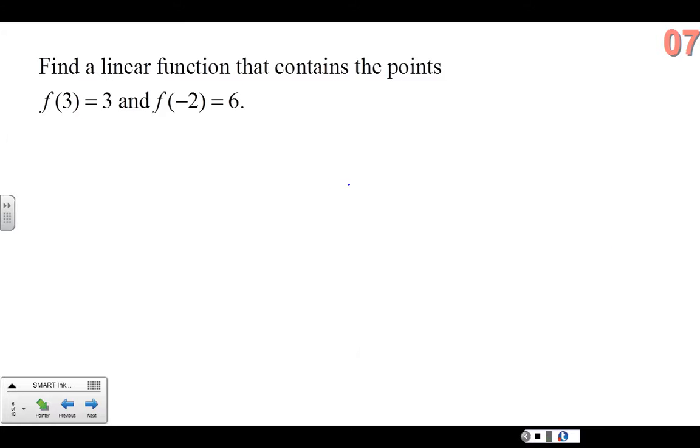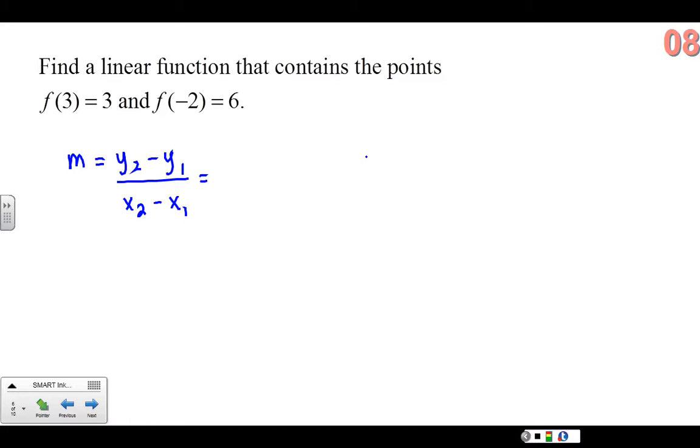They said find a linear function that contains the points f of 3 equals 3. So we know that's the point 3 comma 3. And then f of -2 equal to 6. We know that's also an ordered pair. So they did not give us the slope in this problem. However, we can find it using the slope formula. M equals y sub 2 minus y sub 1 over x sub 2 minus x sub 1.